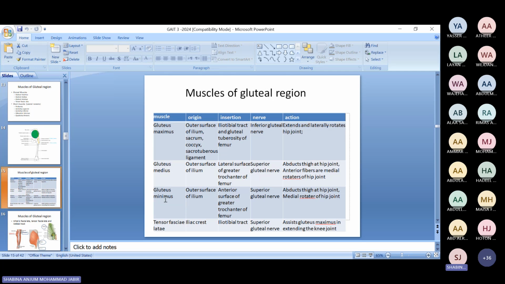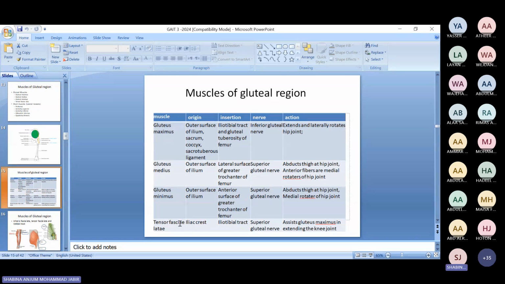What about the medius and minimus? Easy, they will come from the outer surface of the ilium, and finally it will be inserted over the greater trochanter. The nerve supply is the same, superior gluteal nerve. Just remember the maximus has a different nerve supply and different action. But medius and minimus generally have the same nerve supply, same insertion, and they are responsible for the abduction and medial rotation of the hip joint.